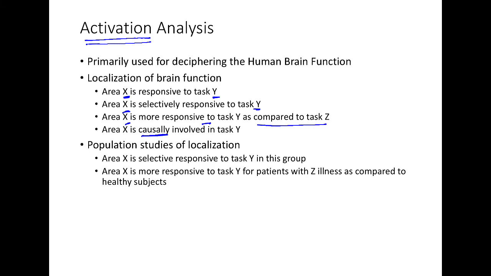And then you can also talk about population study, right? In this group, area X is selectively responsive to task Y. And area X is more responsive to task Y for patients with this illness as compared to healthy subjects. So all these are the kind of questions we are going to be able to answer once we understand the statistical methodology behind this.